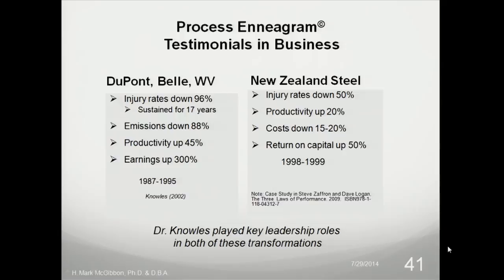They worked as a team, and they felt ownership within DuPont, so anybody could speak outside and give the right message. It all went away, and it turned around into a good PR campaign that DuPont does care about the community and the environment. They're releasing steam, not some nefarious emissions. Again, in New Zealand, the same type of statistics: injury rates down 50%, productivity up 20%, cost down 15 to 20%, and return on capital 50%. Over this period, 1998 to 1999, that was just one stat there.